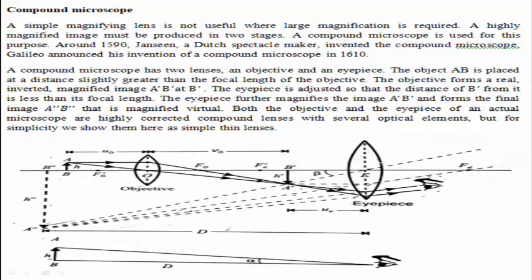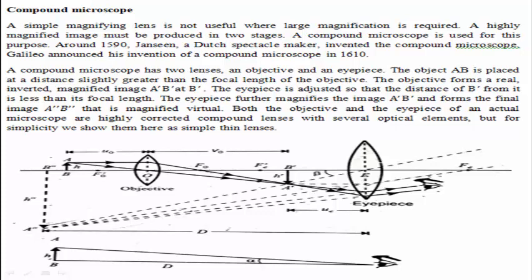A compound microscope. A simple magnifying lens is not useful where large magnification is required. A highly magnified image must be produced in two stages. A compound microscope is used for this purpose. Around 1590, Janssen, a Dutch spectacle maker, invented the compound microscope.